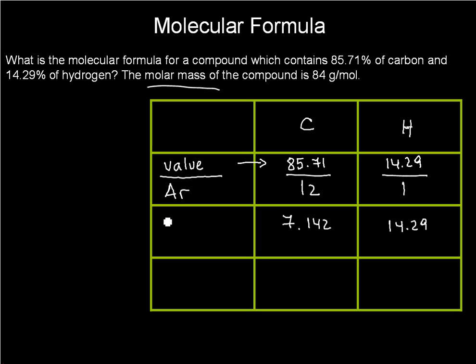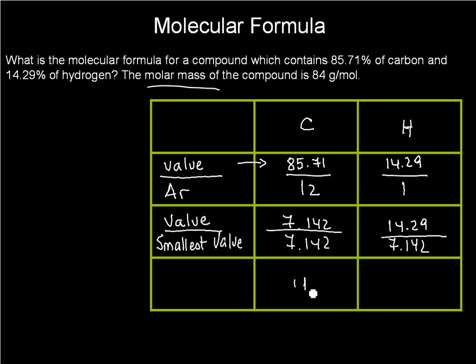Now, which is the value that is smaller? The carbon. So we're going to divide by the smallest value. So 7.142 and 7.142. And I put a division line in both. So the numbers are going to be 1 and 2. So my empirical formula is going to be carbon 1, that I don't put anything, hydrogen 2.